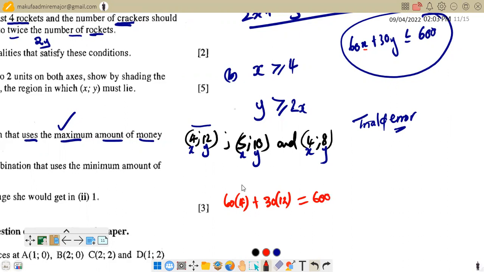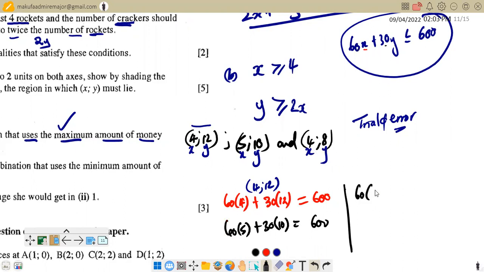Okay, so let's try the next one. We move on to 5, 10. When x is 5, y is 10. So you substitute: 60 times 5 plus 30 times 10. This one is going to give us the maximum again, it's going to give us 600. And 4, 8, which is the last one: when x is 4, it's 60 times 4 plus 30 times 8. And this one is going to give us 480.